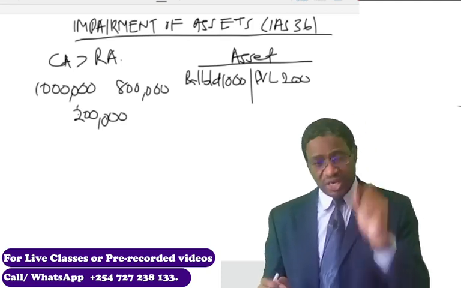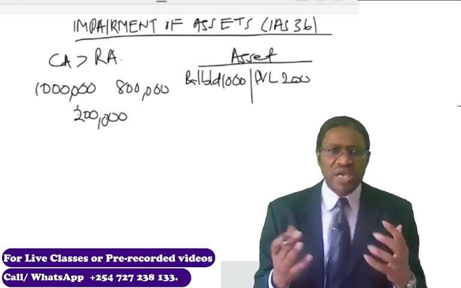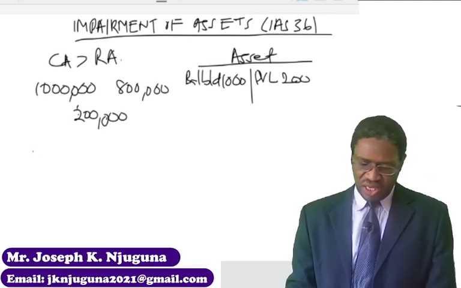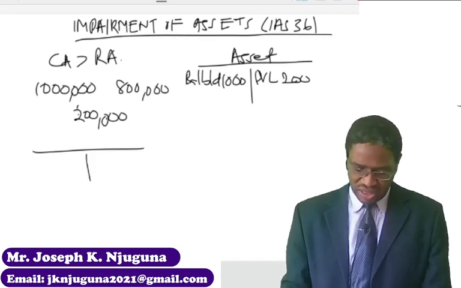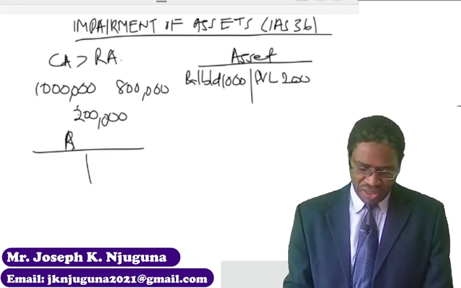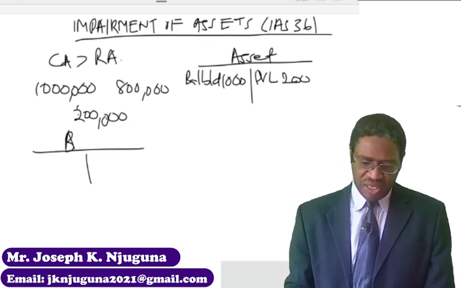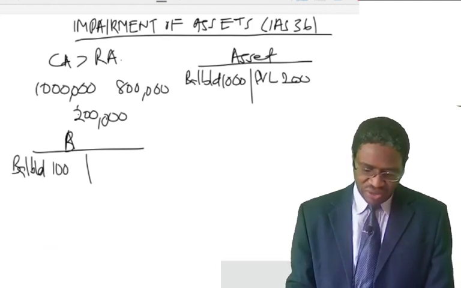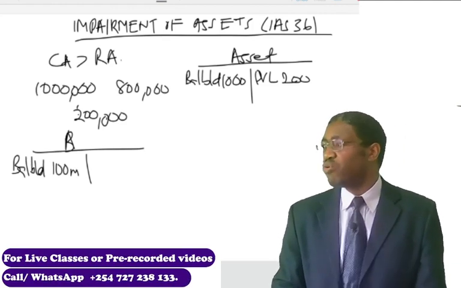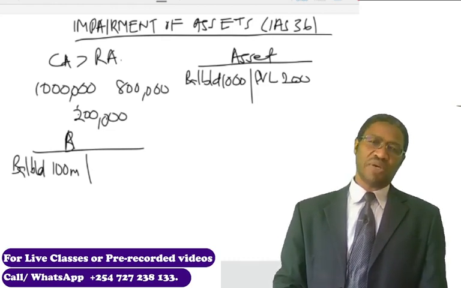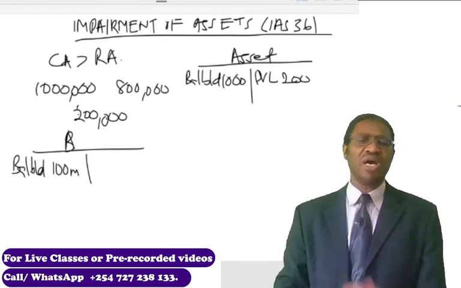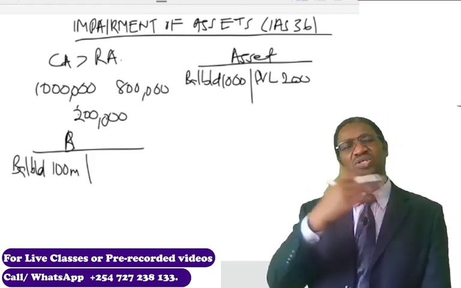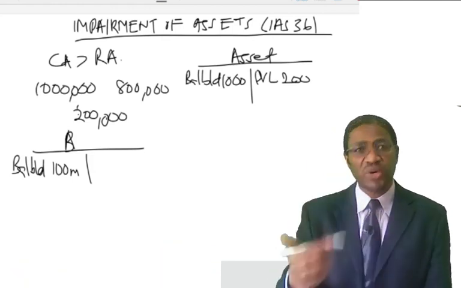and you credit the asset by how much? By that 200,000. It may happen that in your company, by the beginning of the year, another asset, let's call it asset B, had a book value of 100 million. Then during the year, maybe as a company, you decided to revalue that asset upwards by another 20 million.